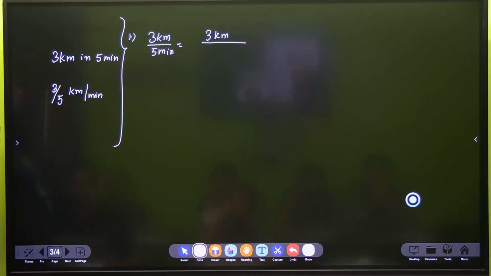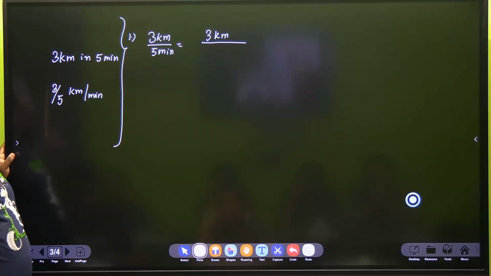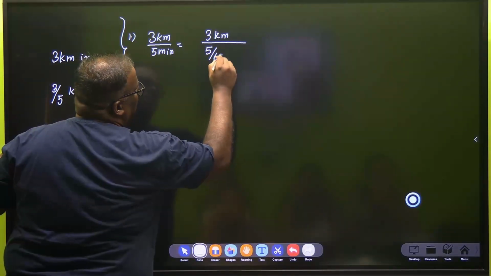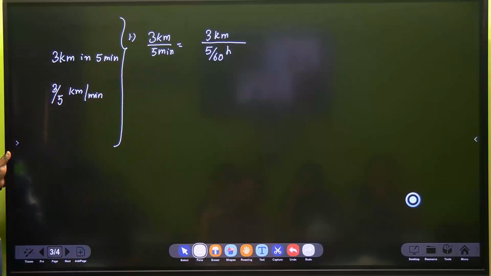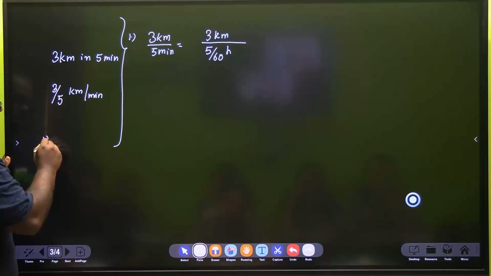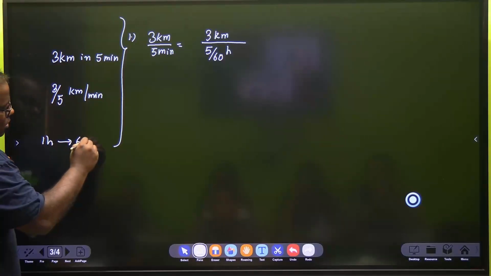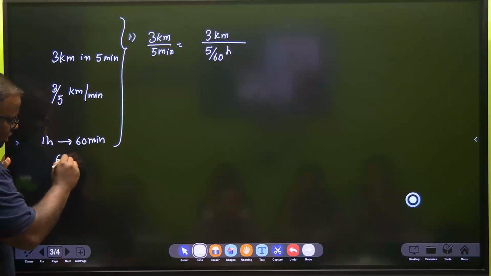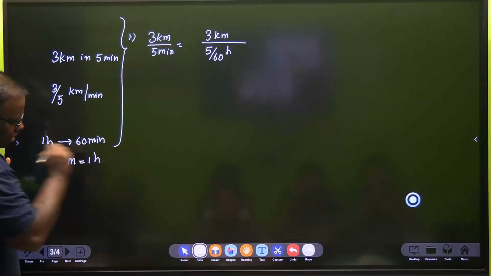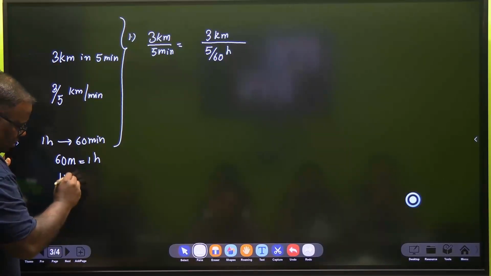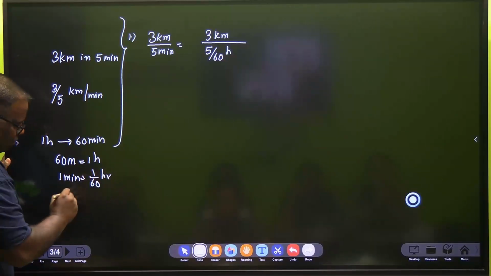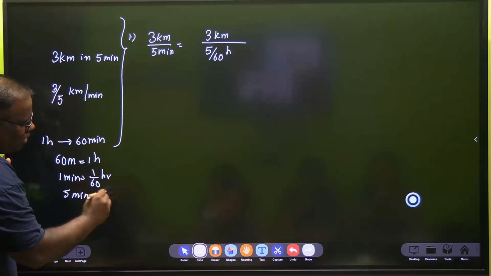Now 5 minutes has to be converted to hour. 5 minutes means 5. If I divide by 60, don't you think it has become hour? Why divide? Okay. 1 hour, 60 minutes. Agreed? 60 minutes, 1 hour, 1 minute, 1 by 60 hour, 5 minutes, 5 by 60 hour.